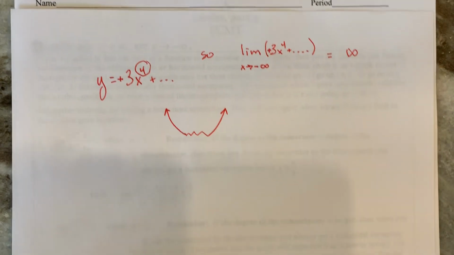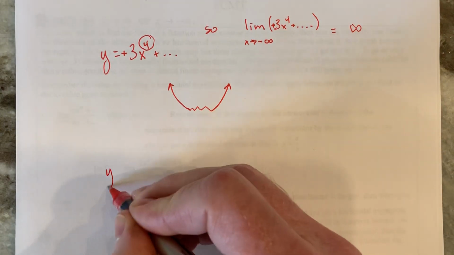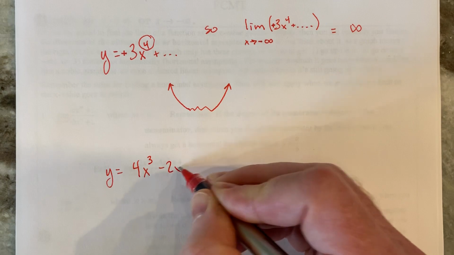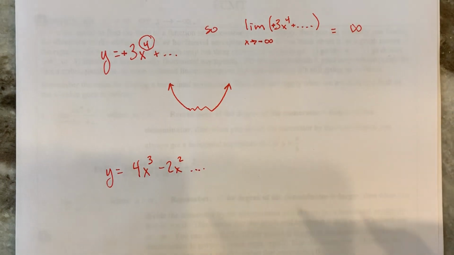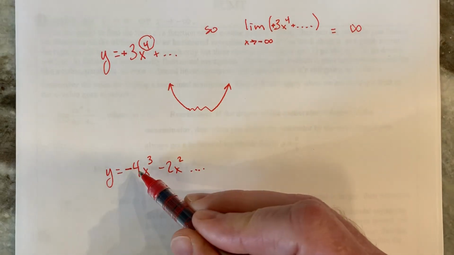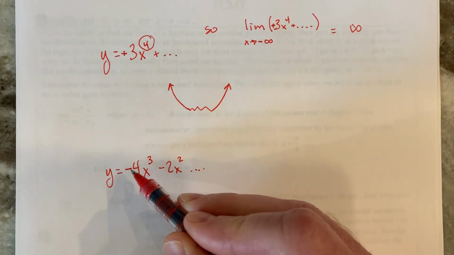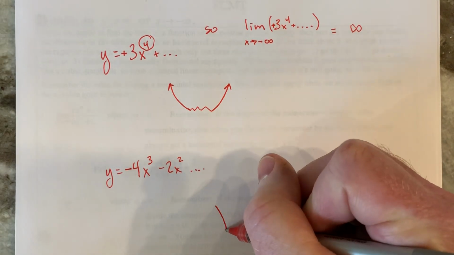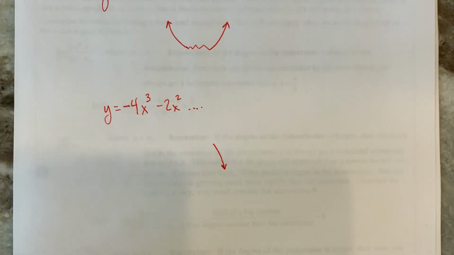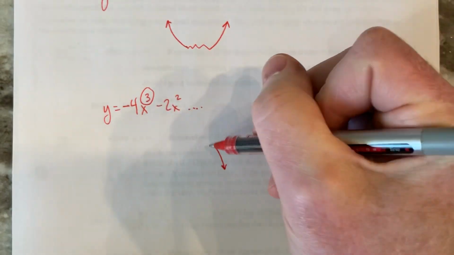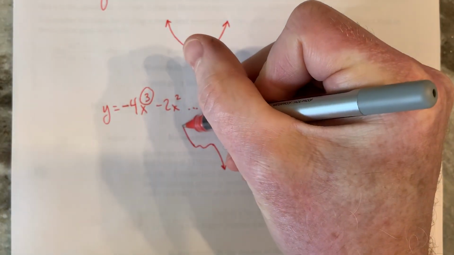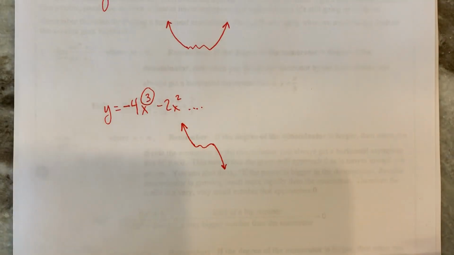And you could do the same process with something like 4x to the third minus 2x squared, and so on. I'll make it negative. How about this? So on this one, because it's negative, you know that it's going down to the right. But because it is an odd power, you know that it may do some weird stuff in the middle, but heading left, it's going to go in an opposite direction.